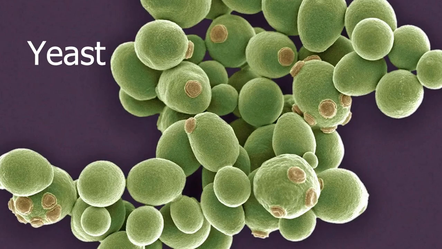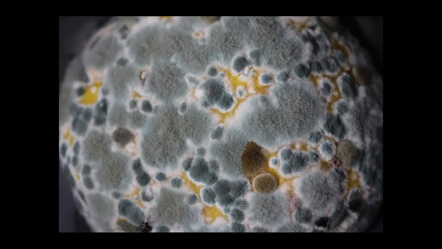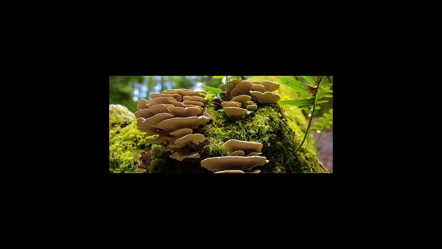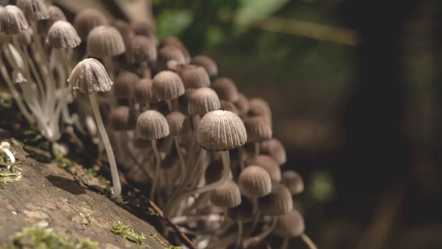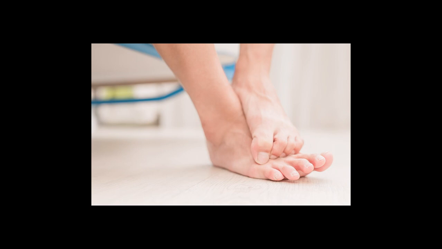Yeasts live as small, individual cells, between the size of bacteria and our own cells. Molds and mushrooms are actually the fruiting bodies of fungi that live as long, microscopic fibers. Fungi are important decomposers in most ecosystems. Their long, fibrous cells can penetrate plants and animals, breaking them down and extracting nutrients. Several species of fungi, mostly yeasts, live harmlessly on the human body.